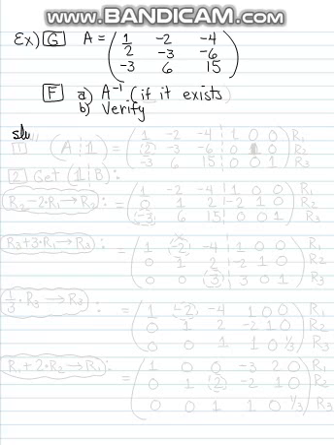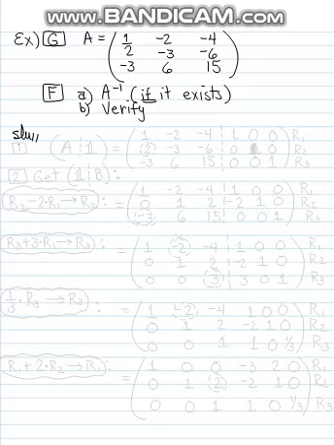Okay, so they gave us a 3 by 3 matrix, and they want us to find the inverse, A inverse, if it exists. Now, we don't really have a way yet to determine whether a 3 by 3 inverse actually exists. We will learn that in the next section. So for now, we're just going to assume that it exists and go ahead and solve for A inverse. And then, after we find it, we are going to verify that our answer is good.